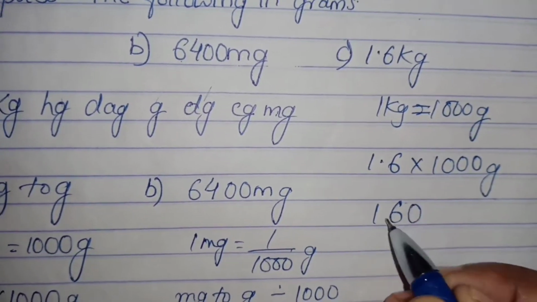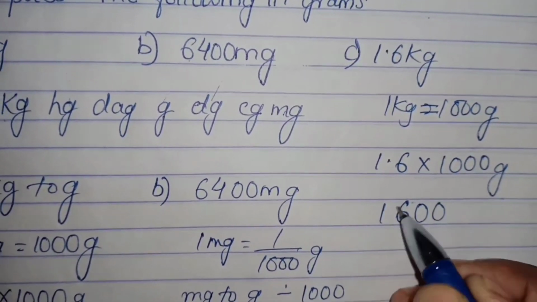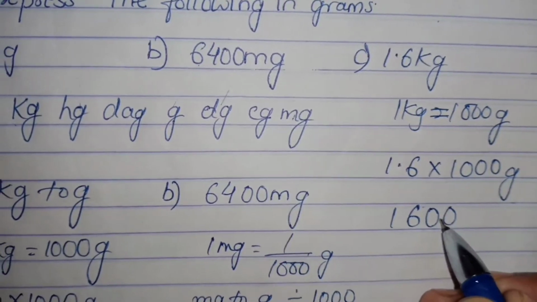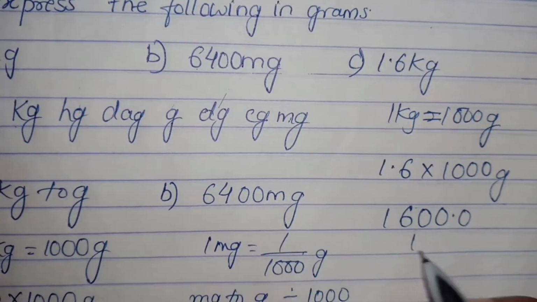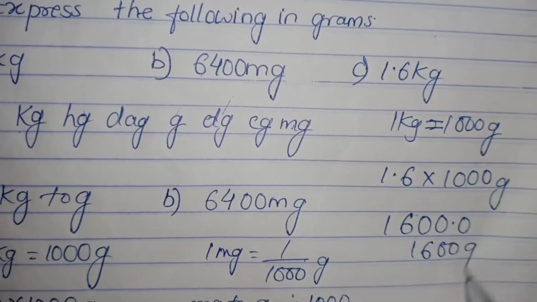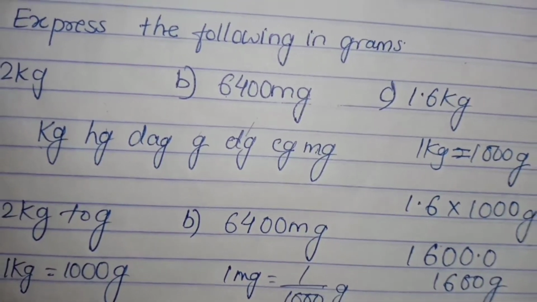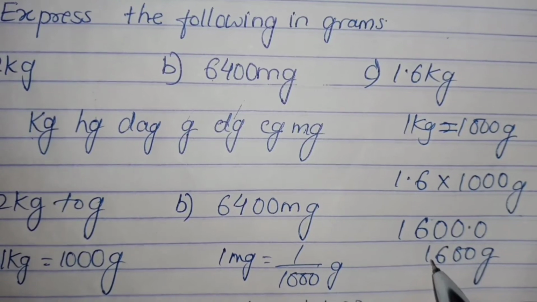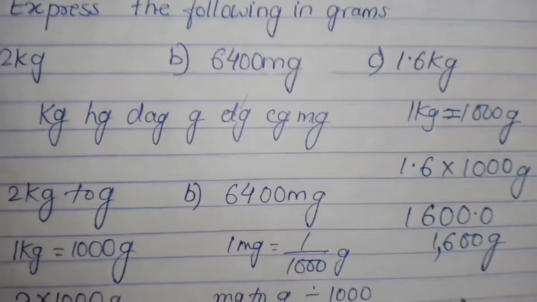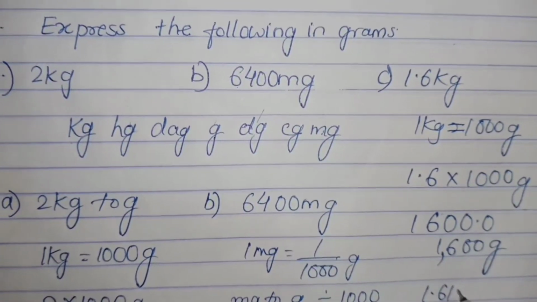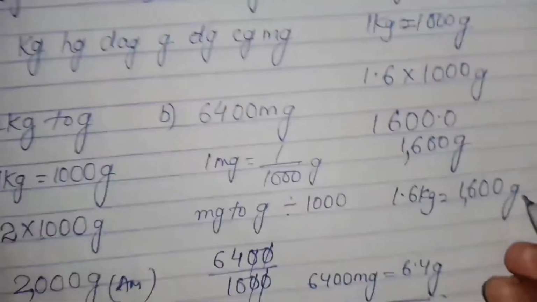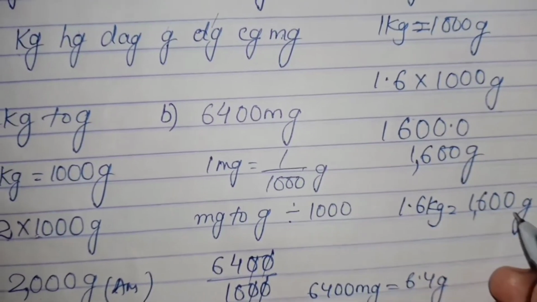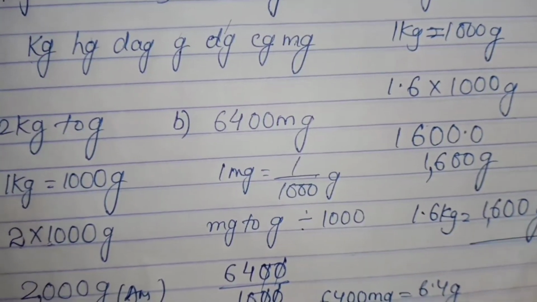1, 2, 3. The 0.0 came, and there is no need to write this 0.0. Directly write 1600 grams. You will put a comma also after 3 digits, and this is the answer. So 1.6 kg is equal to 1600 grams.